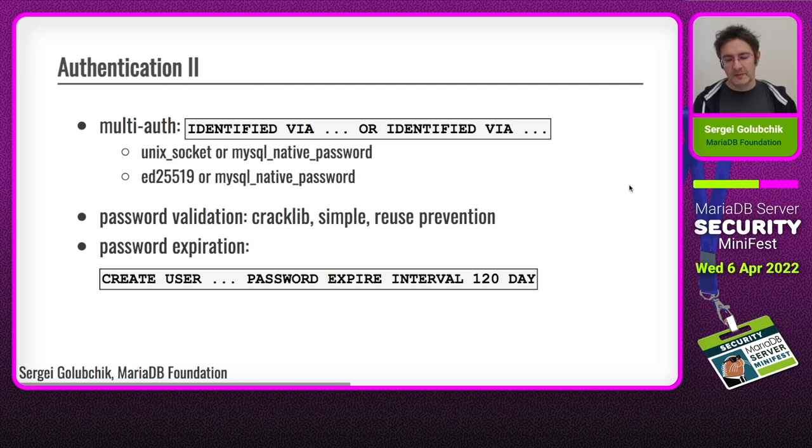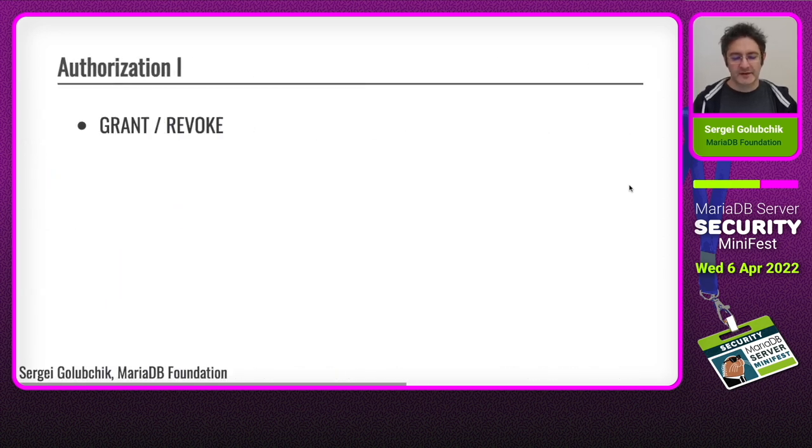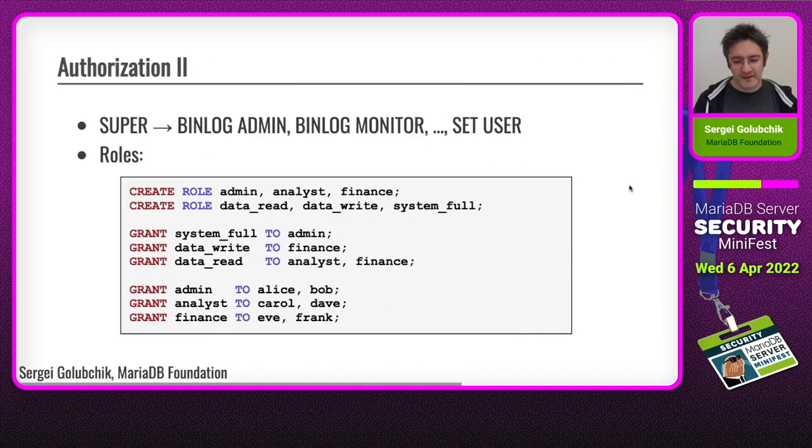So this was all about authentication. We've authenticated ourselves to the server, and now the server needs to decide what privileges we have, what we are able to do. And that's called authorization. And this is configured with grant and revoke. Grant and revoke have been in MariaDB forever and in MySQL for more than 20 years. I'm sure that everybody knows what grant and revoke is, and I'm not going to talk about it to save time. I'll talk about newer stuff.